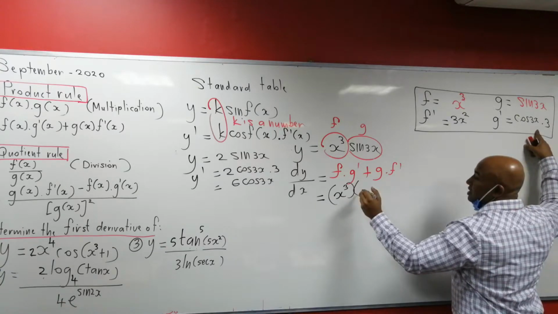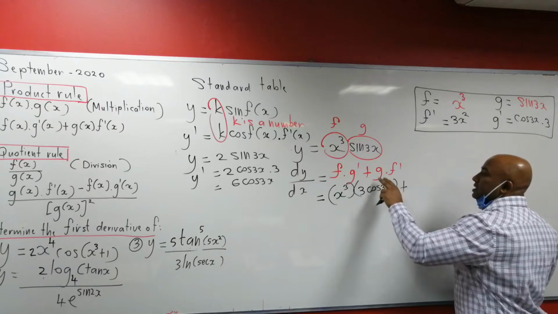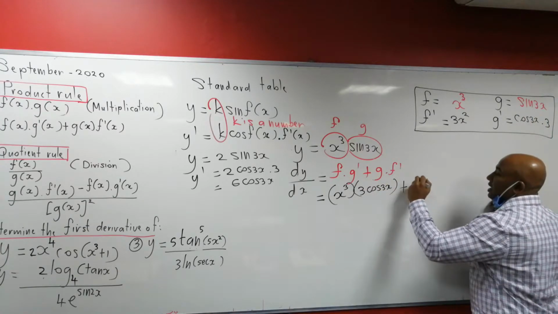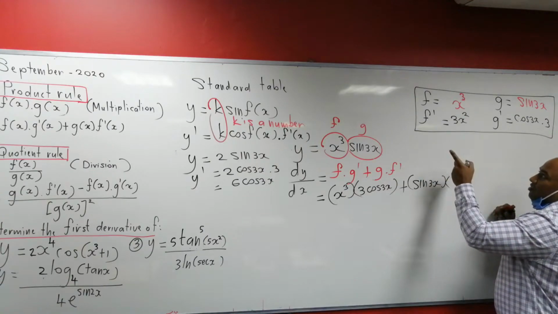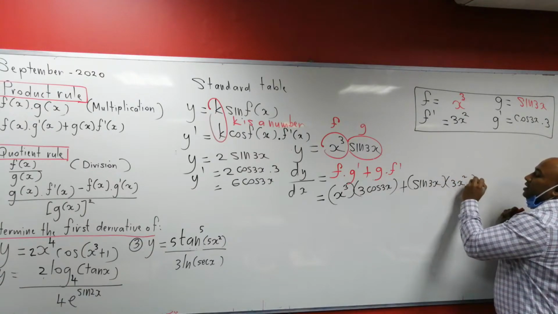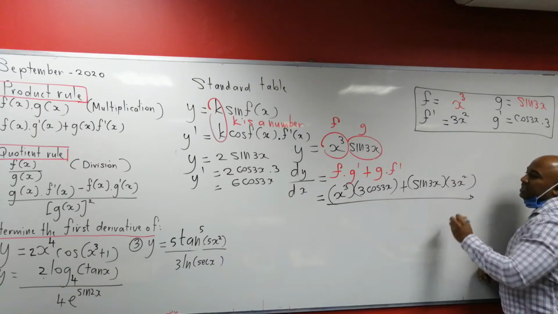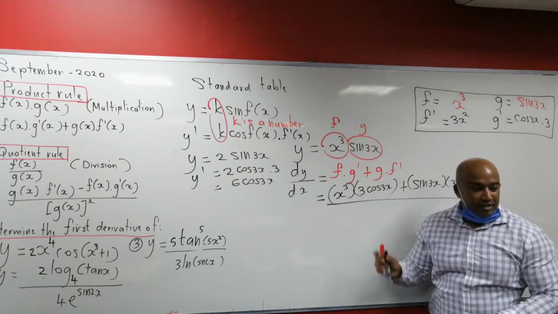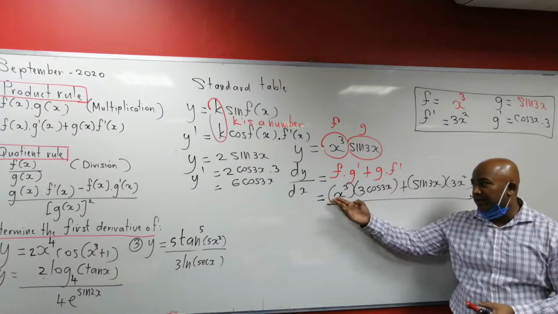G prime here is 3 cos 3x plus g, original g there is sine 3x. And then f prime is 3x squared. So you're done. There's not much simplification that's required. You can leave it like this here, it's fine. Okay, if you want to multiply, it's not going to make much of a difference.